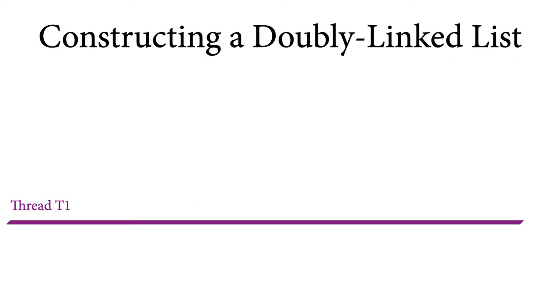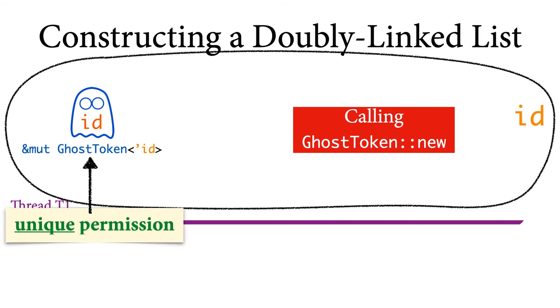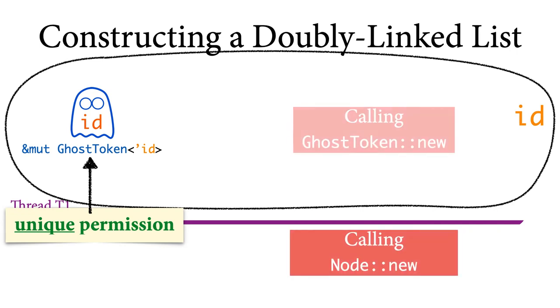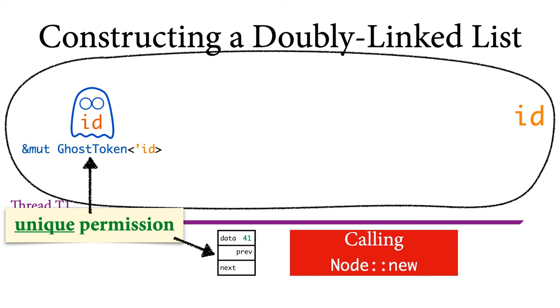Okay, so now that we've defined our node type using GhostCell, let's see first how we can use it to construct a doubly linked list within a single thread, T1. The first step is to create a new ghost token with a fresh brand ID. This gives us unique, mutable ownership of the ghost token that we're going to use to control access to the linked list. So now let's start adding nodes to the list. We can first create a new node storing the data, say, 41.